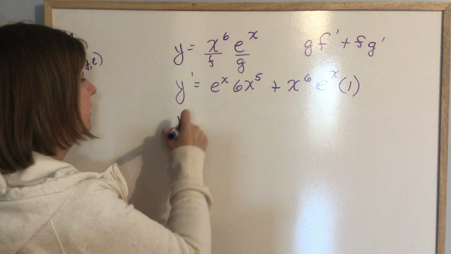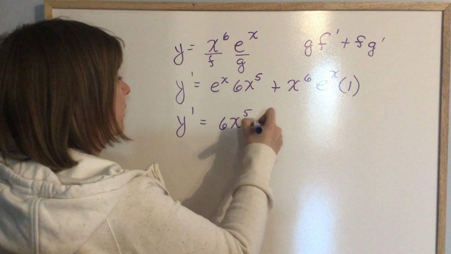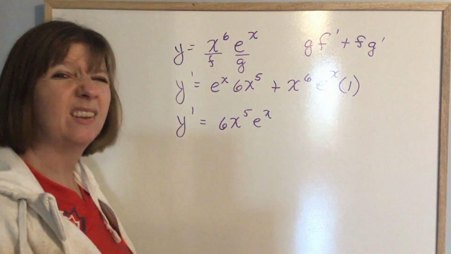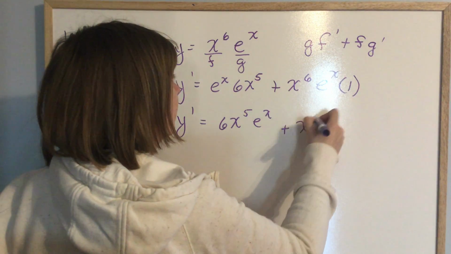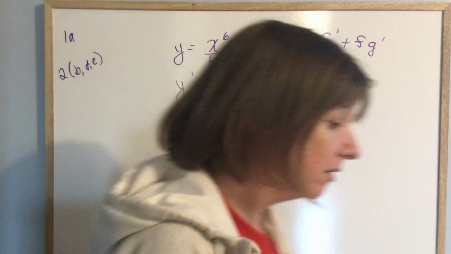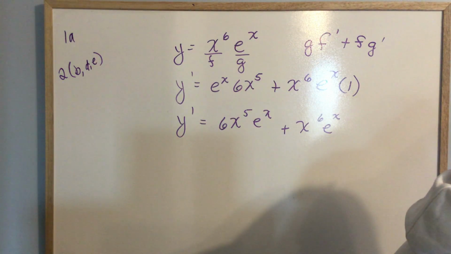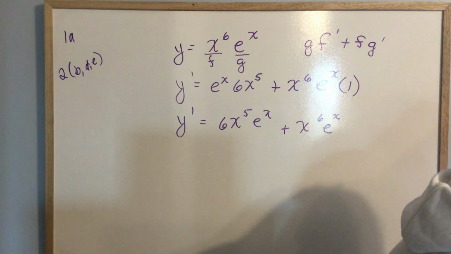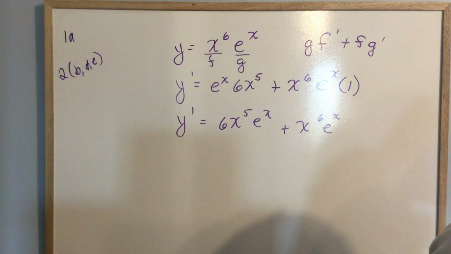So, again, to clean this up, I have 6x to the 5th e to the x. I just like the e on the end, no reason. Plus x to the 6th e to the x. Now, I have not looked at the back of the book. I probably should. But I have not looked at the back of the book to see what they list as their answer to be, yes, they do.